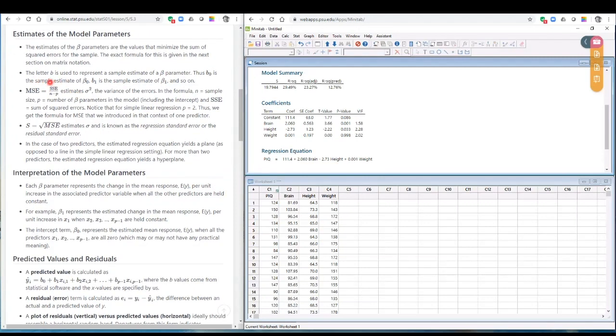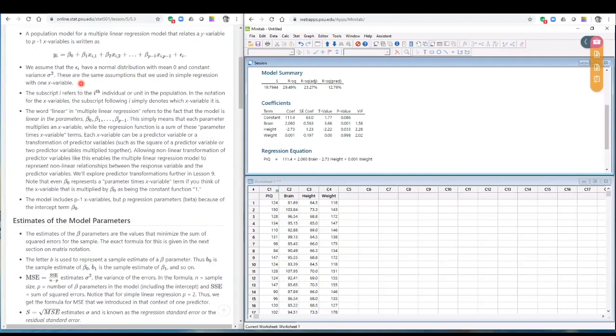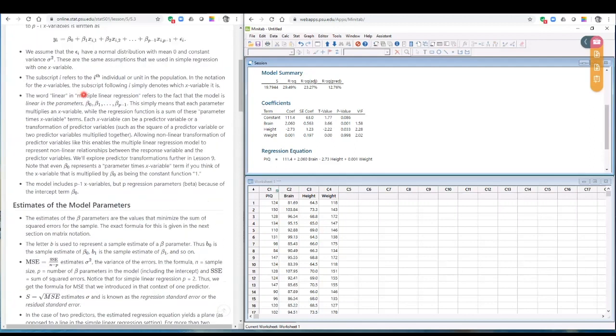So just a quick note on notation. This is our population model here with betas. And then if we substitute b's in here, we'll get our estimated model, and this changes y to y hat, and then there's no error term. So the estimated equation is y hat equals b0 plus b1 x1 plus b2 x2 plus b3 x3, and if we substitute in the numbers here, y hat is PIQ here, b0 111.4, b1 2.060, b2 minus 2.73, and b3 plus 0.001.